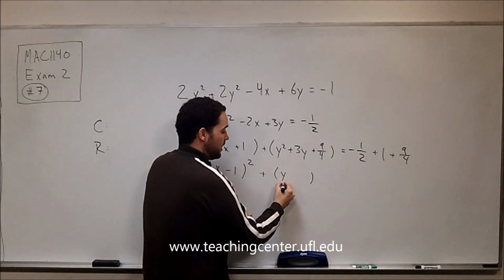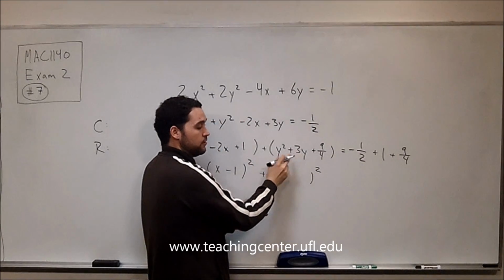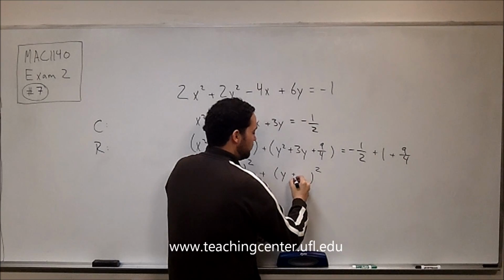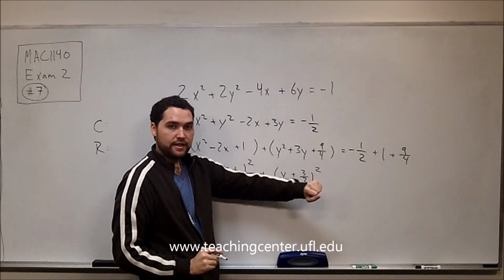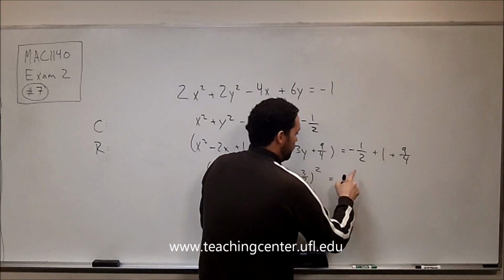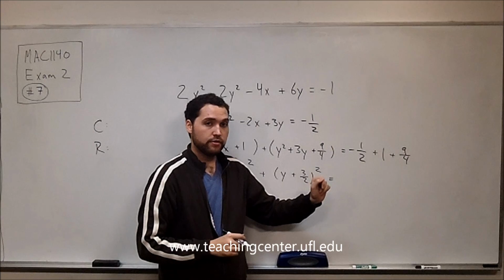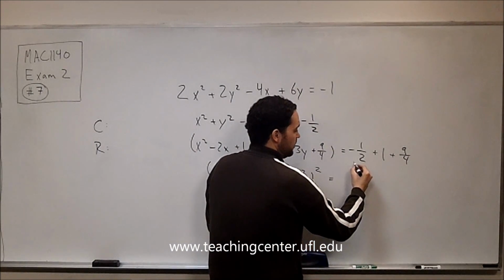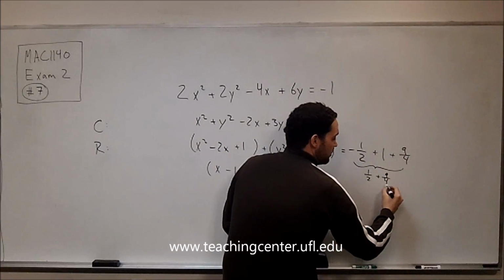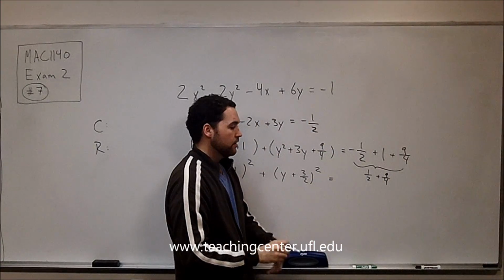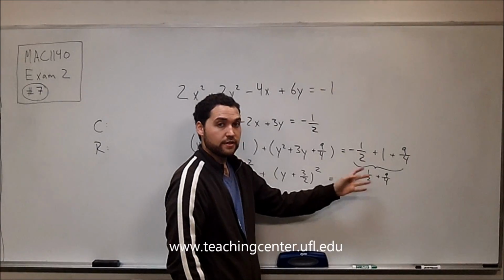This is just going to be y plus or minus some number, squared. And what's that number? We said it was the middle term cut in half, so that's just going to be plus 3 halves. Then on the other side we can add them up. Negative 1/2 plus 1 is positive 1/2, and then you have 9/4. So this is 1/2 plus 9/4. You want to get a common denominator, so the 1/2 is actually 2/4. 2/4 plus 9/4 is 11/4.